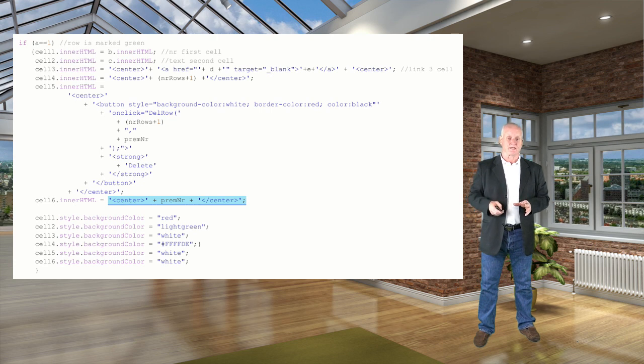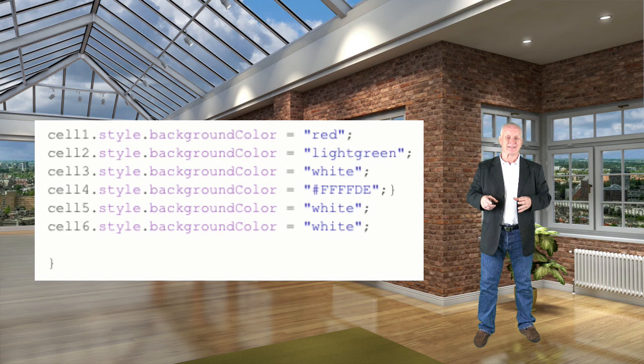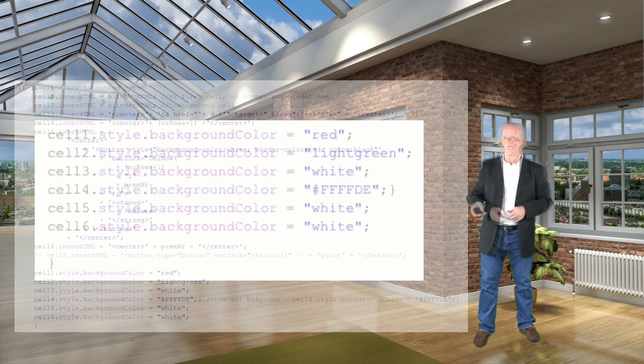Cell 6 contains the row number in numerical form and not as a string as in cell 1. This value is also centered in the cell. I have certain plans for this cell that will come later. The last part of the make row function sets the background color of the 6 cells in the new table, as you can see here.